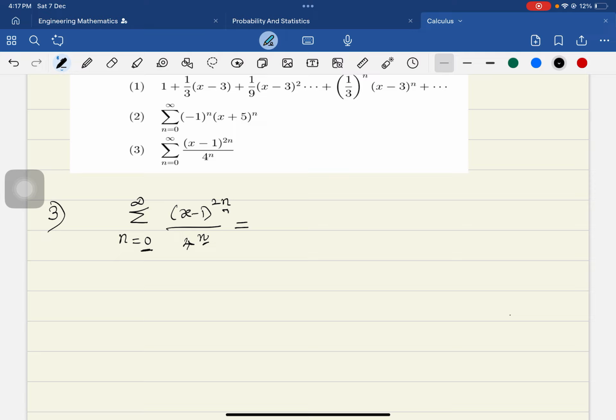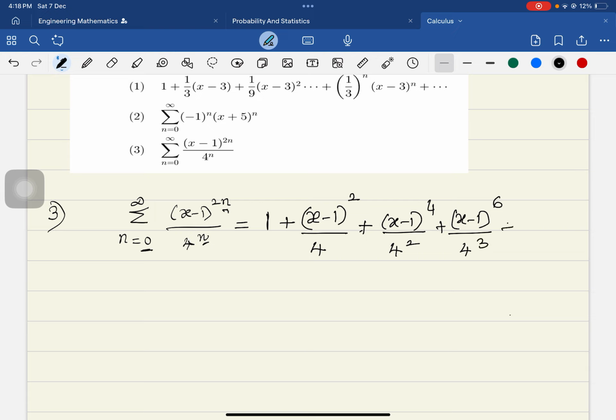So when I put n as 0, the value becomes 1, correct? As anything to the power of 0 is 1. Now when I put 1 in place of n, it will be (x minus 1) the whole power 2 into 1, that is 2, by 4 to the power of 1. Then plus (x minus 1) the whole power 2 into 2, that is 4, by 4 square. And then (x minus 1) the whole power 2 into 3, that is 6, by 4 cube, and so on.